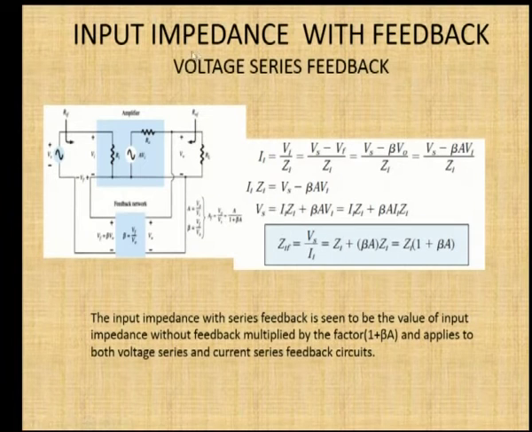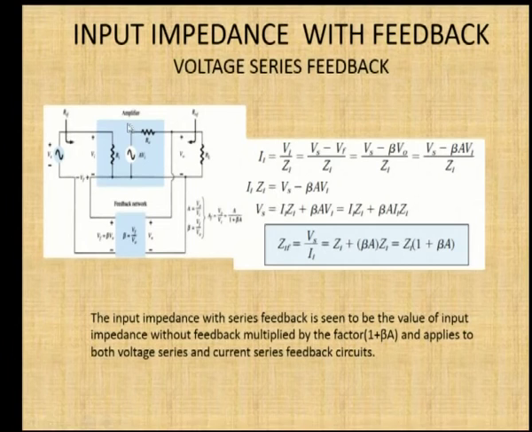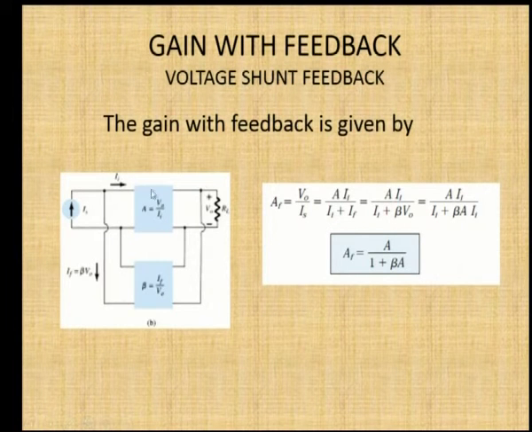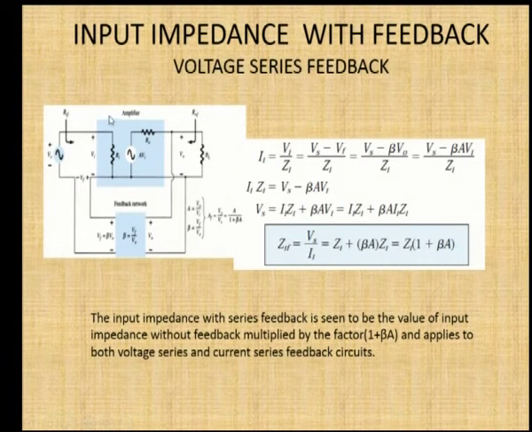And if you go to the parameter called input impedance, what is the effect of feedback on the input impedance? We are going to see whether the input impedance is increased, or reduced, or varies according to the type of circuit. We will discuss now. This is the voltage series feedback network. Instead of a block as in the previous circuits, here you have an equivalent circuit of an amplifier.